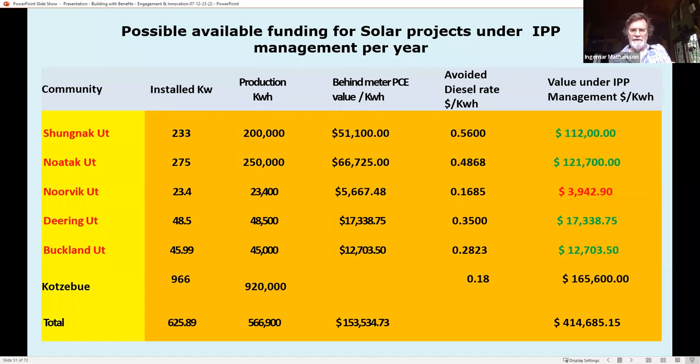You can see a little bit here the difference if you have a behind the meter operation. Let's look at the Shungnak one on top. Behind the meter value for 200,000 kilowatt hours, $51,000. But under IPP management, selling it to the utility, the IPP takes in $112,000 that actually is recovered instead of being lost and distributed to the households.